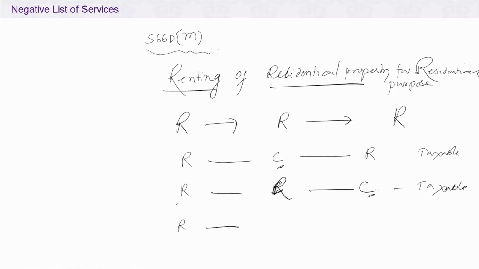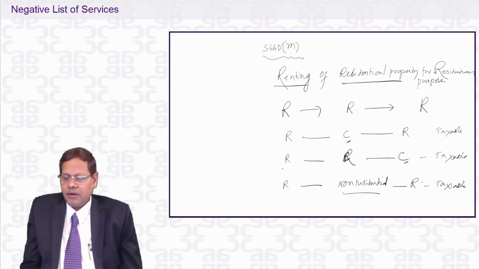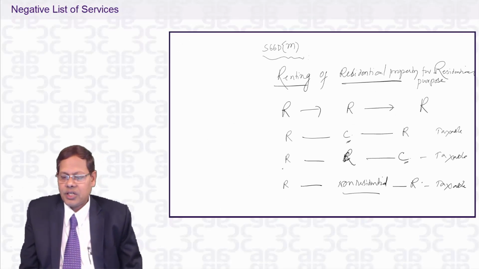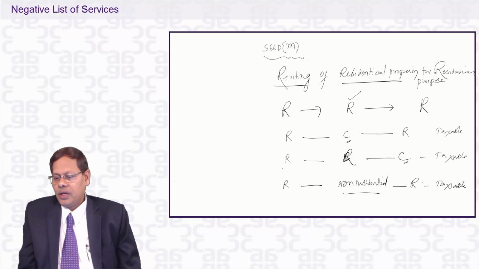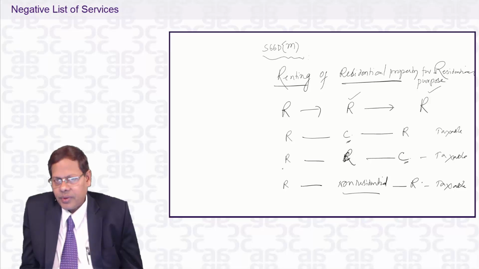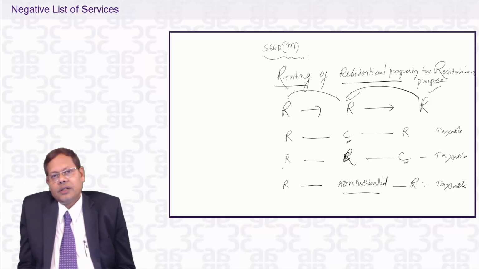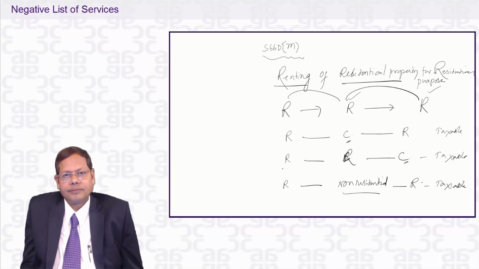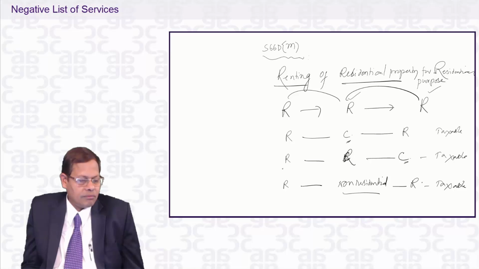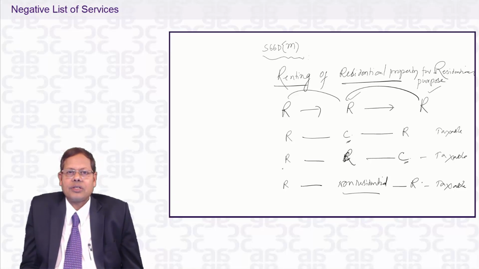Or renting of non-residential property we are renting to residential purpose, here also it is taxable. So simply speaking, all property, it should be residential and it should be given for residential purpose. Residential property given for residential purpose, for the purpose of renting. If all the three are satisfied, then yes, otherwise service tax becomes payable. And if it is commercial property, what happens? There are some relaxations also.